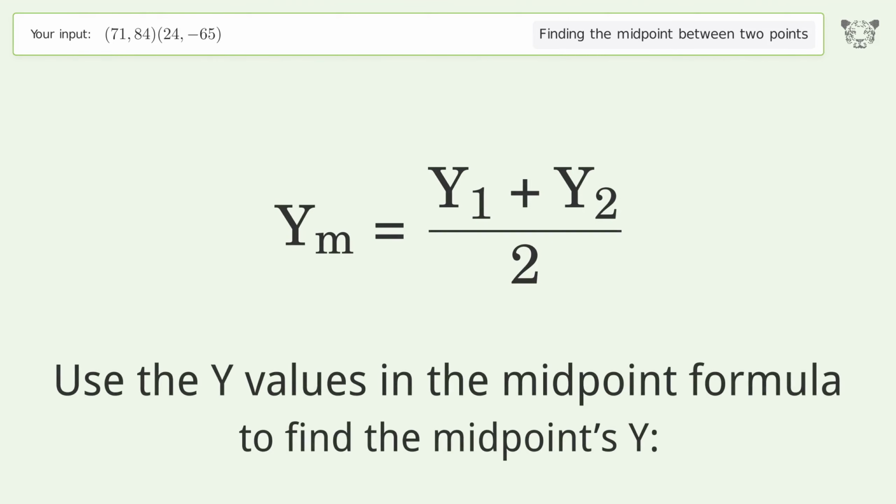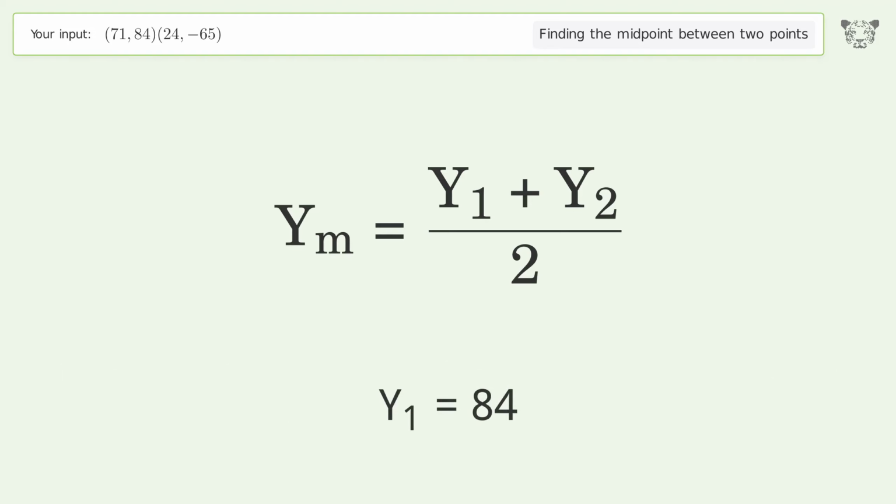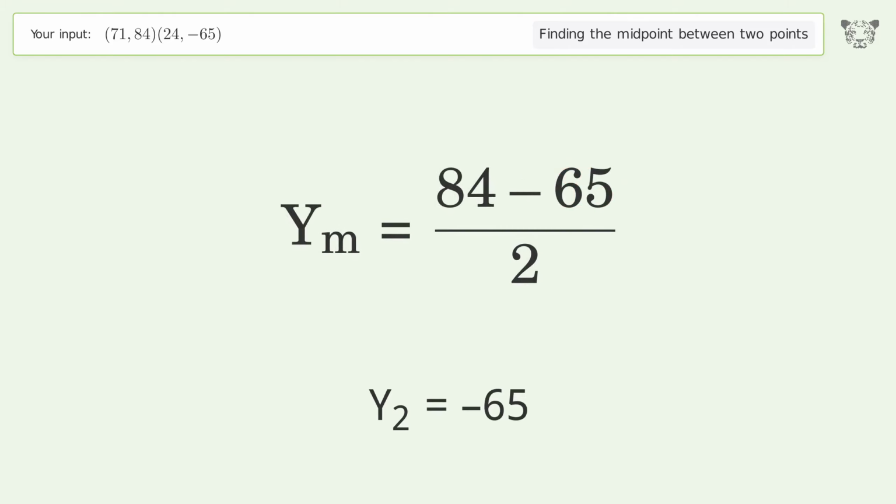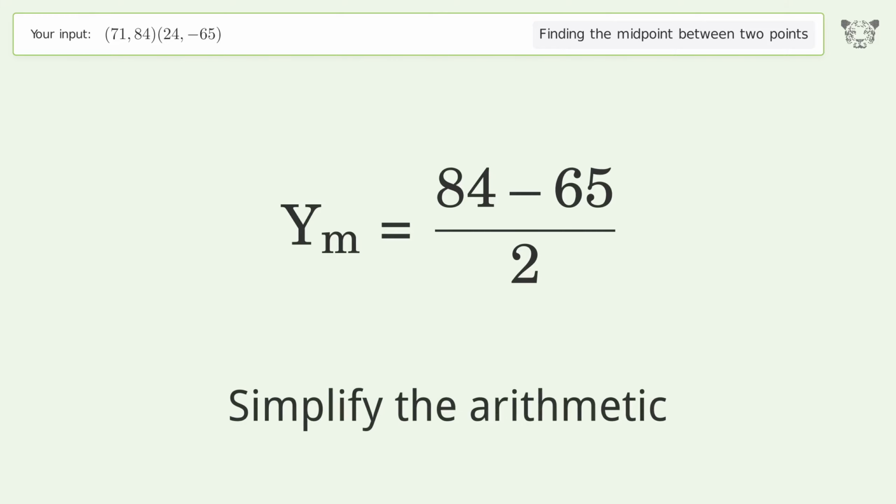Use the y values in the midpoint formula to find the midpoint's y. y1 equals 84. y2 equals -65. Simplify the arithmetic.